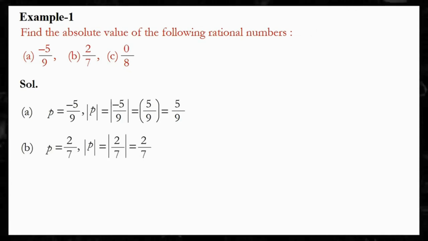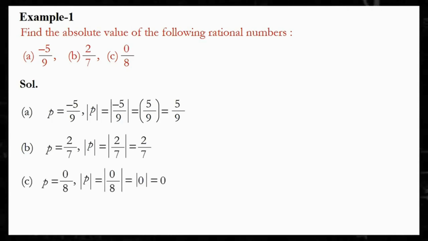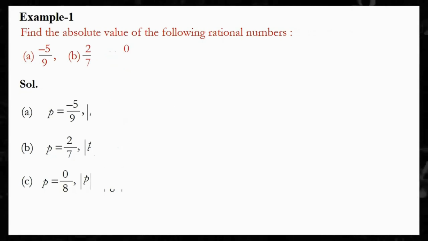B. p is equal to 2/7. |p| is equal to |2/7|, which is equal to 2/7. C. p is equal to 0/8. |p| is equal to |0/8|, which is equal to |0|, which is equal to 0.